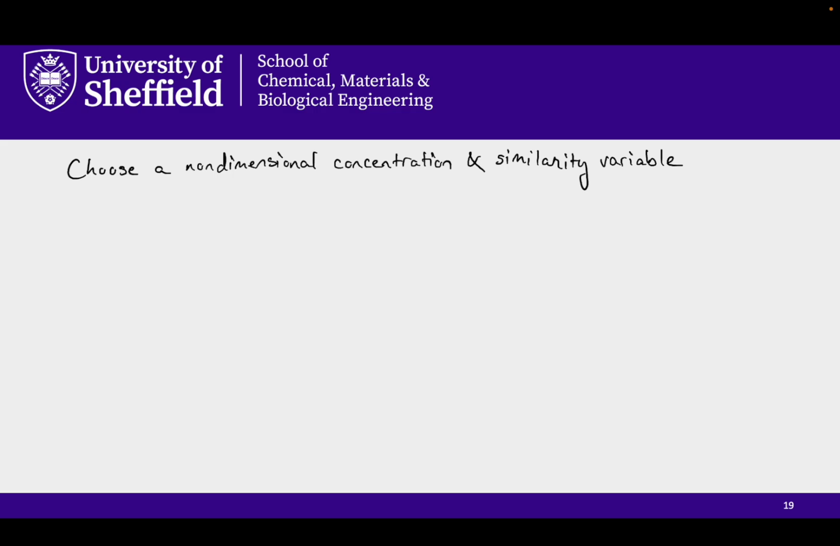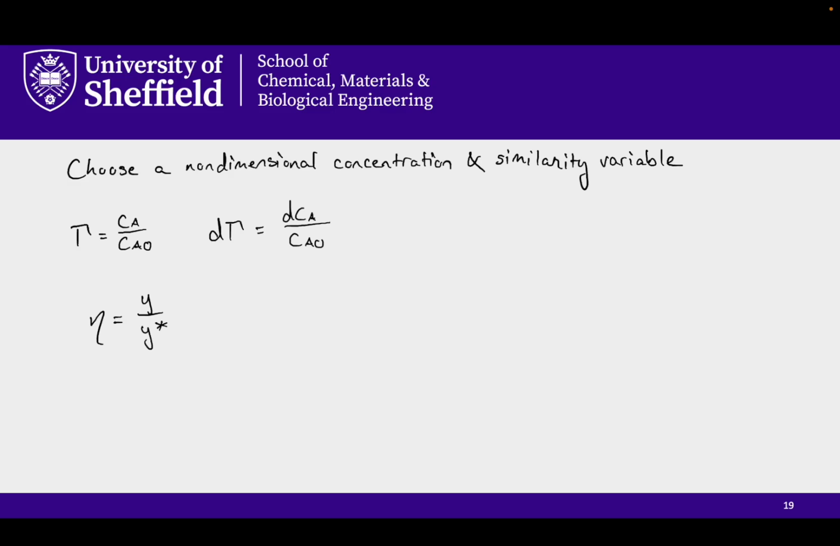So we choose a non-dimensional concentration and similarity variable in order to non-dimensionalize the problem. Gamma is the variable that we use for non-dimensionalizing concentration. And since there's only one concentration in the boundary conditions, Ca0, we just divide the concentration of A by the concentration Ca0. Then we can implicitly differentiate, and that's done.